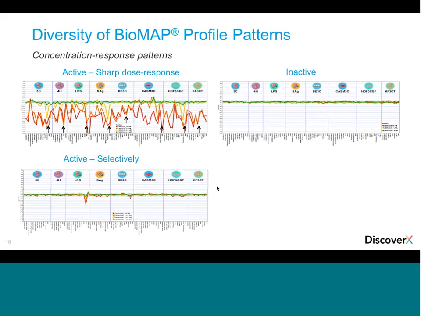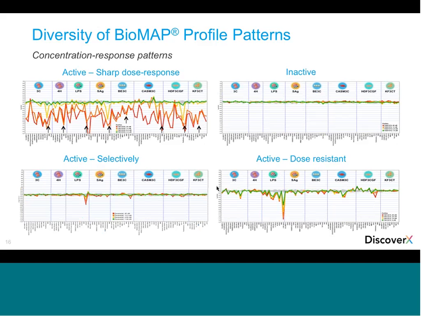We'll see inactive profiles. We'll see highly selective profiles like this one, and we will see profiles that look like the one in the bottom right corner. Similar to trametinib, we see the same shape profile of this compound across multiple concentrations. This is a feature that we call being dose-resistant or concentration-resistant. It is a feature of late-stage, highly target-selective compounds and drugs, particularly safe drugs.